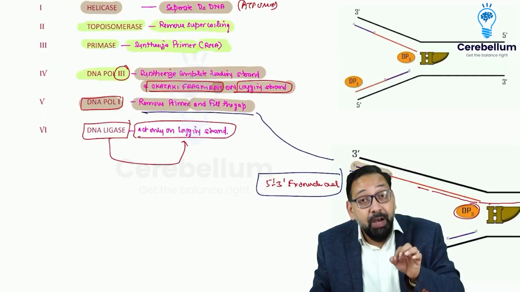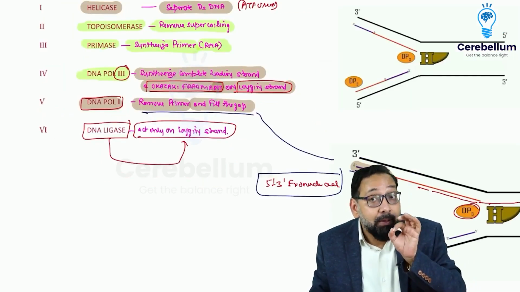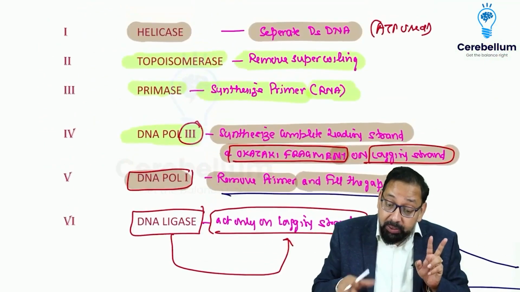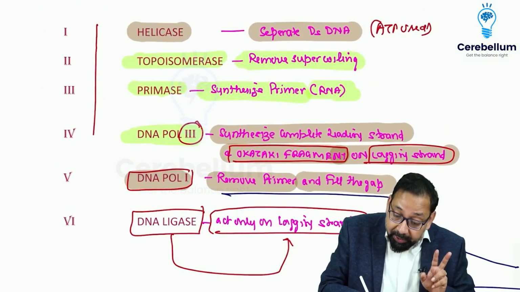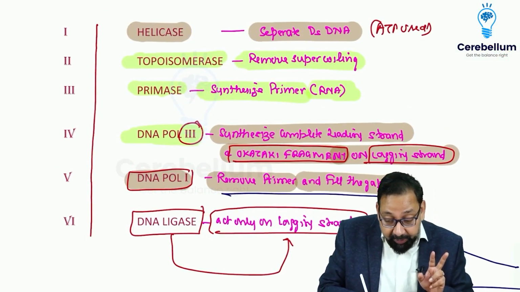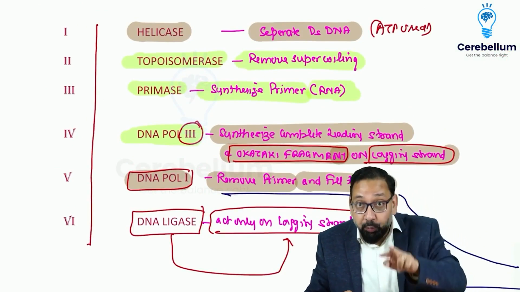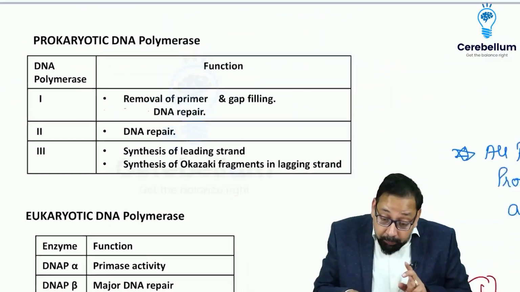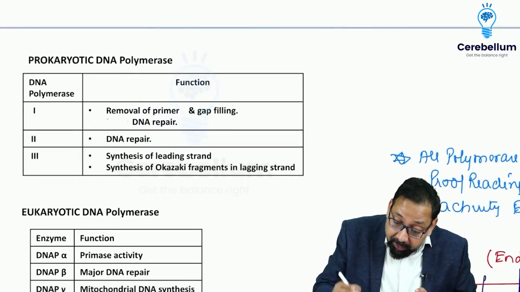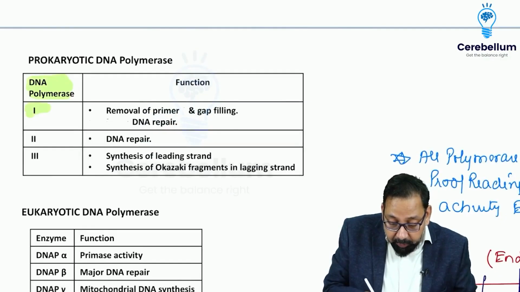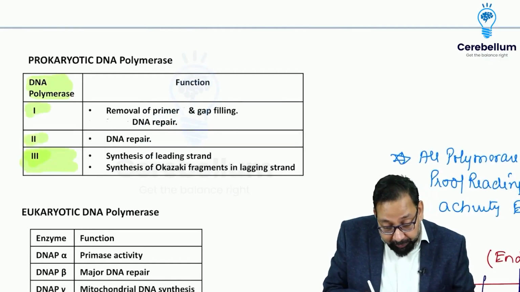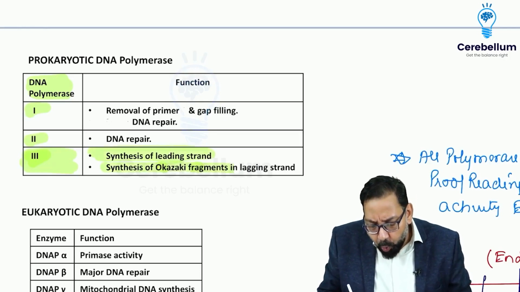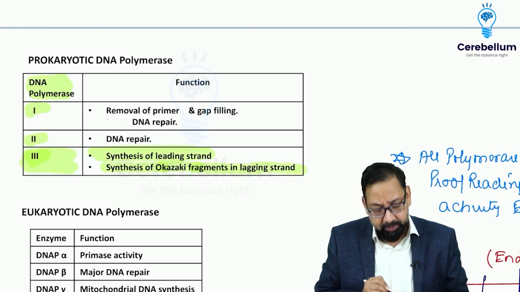Now, a question is asked whether ligase requires ATP. First, it makes phosphodiester bonds. A question has also been asked on the sequence: first helicase, then topoisomerase, then primase, DNA polymerase 3, DNA polymerase 1 and DNA ligase, the sequence of enzymes in DNA replication. Now, in prokaryotic DNA polymerases, I told you DNA polymerase 1, 2, 3, and I told you 3 synthesizes the complete leading strand and small fragments called Okazaki fragments on the lagging strand.